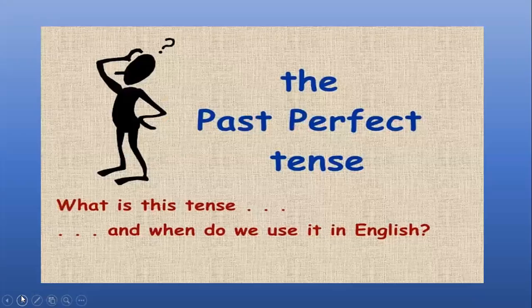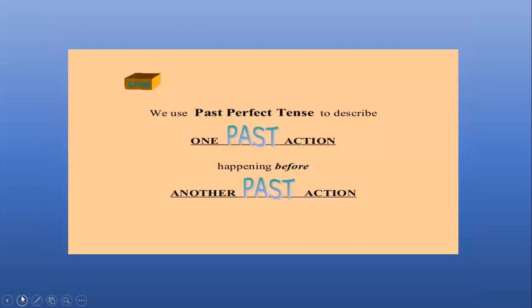Well, you all know the past perfect tense, what is this tense? And when do we use it in English? What is the use of this? Okay, let's find it out. Well, we use past perfect tense to describe one past action happening before another past action. Okay? Well, I once again repeat myself. We use past perfect tense to describe one past action happening before another past action. What does it mean? Let's find it out.